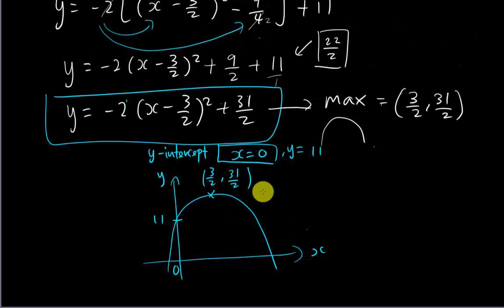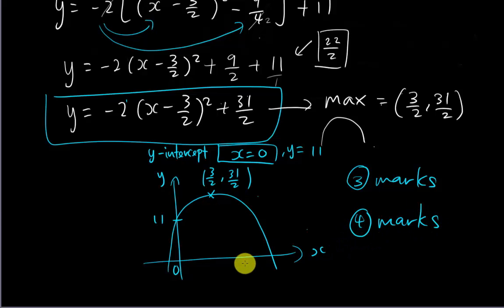Normally for sketching the graph, the question will give you 3 marks. If the question gives you 4 marks when you sketch the graph, maybe you can find the x-intercept also. It means you need to make y equal to 0, and then you factorize your equation. You should get 2 values of x. But most of the time when I check the marking scheme, they only want the y-intercept and the maximum value. So just make sure you sketch it nicely. You can easily get full marks for this topic.